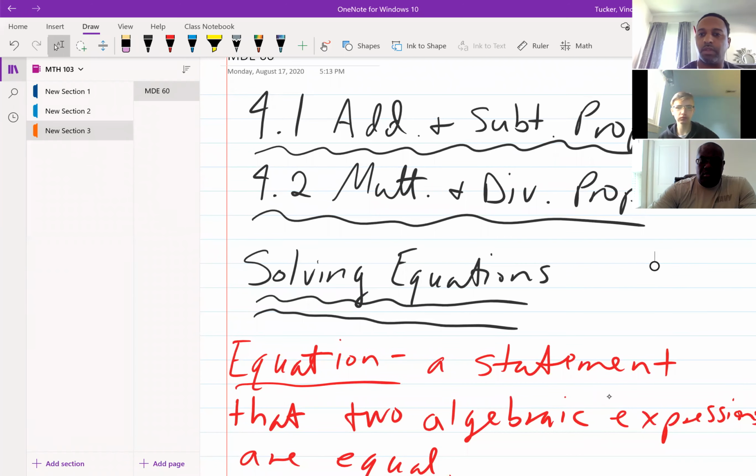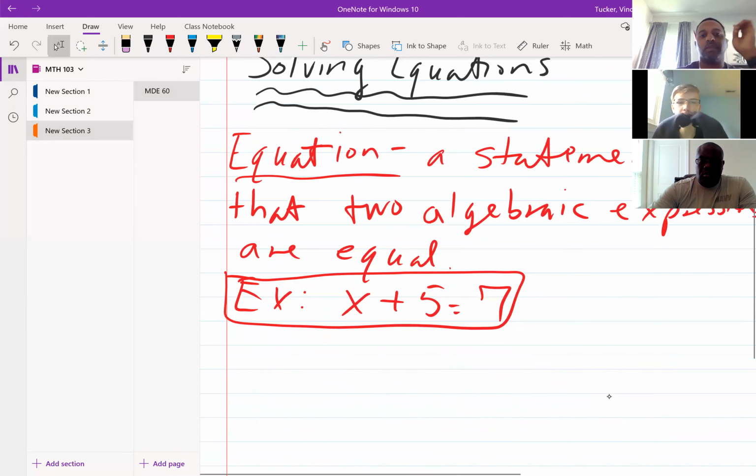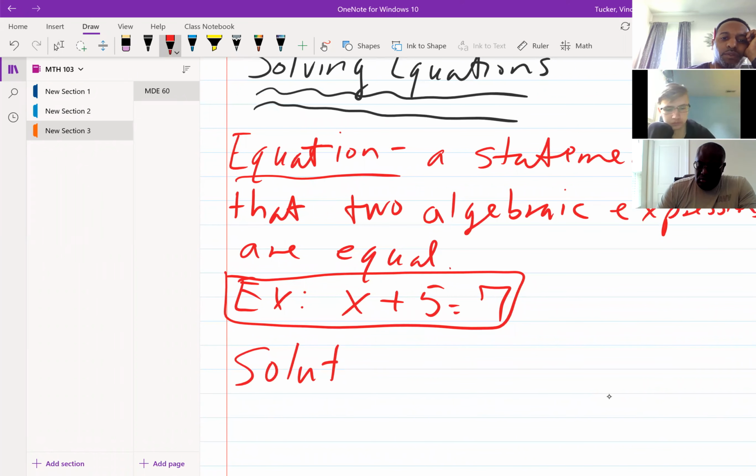All right, so now let's go back to our share. So x plus 5 equals 7 is just a simple example of an equation. So we're solving for solutions. I think I want that to be blue.